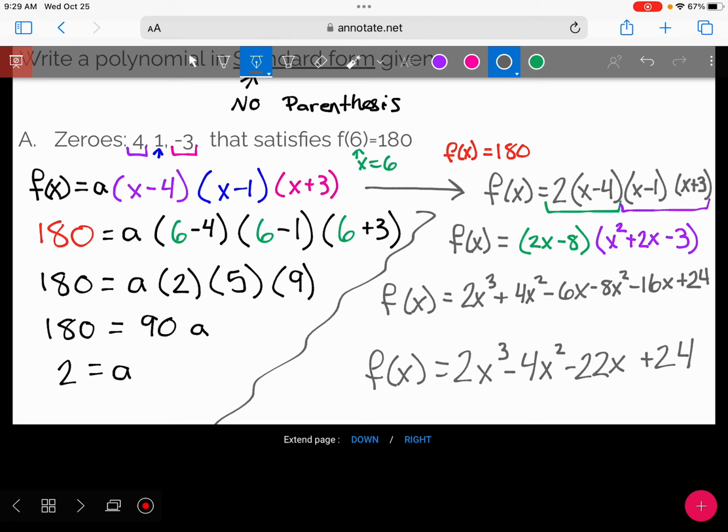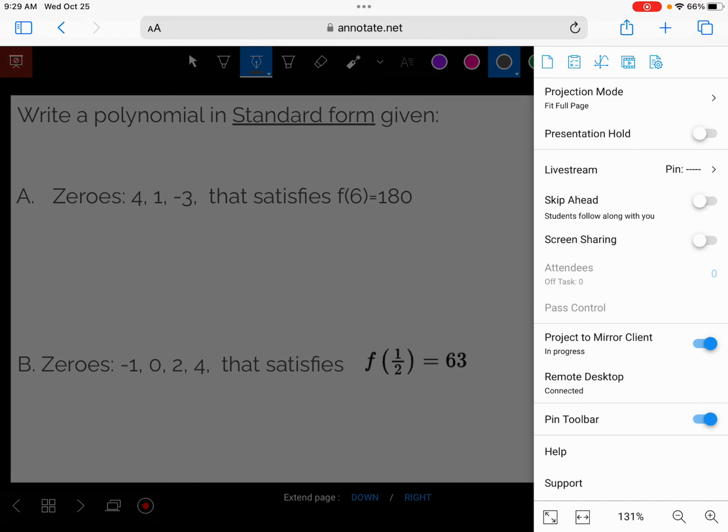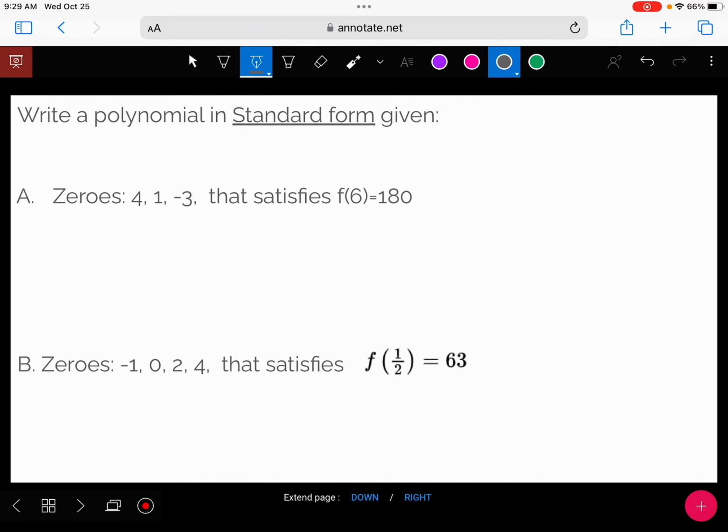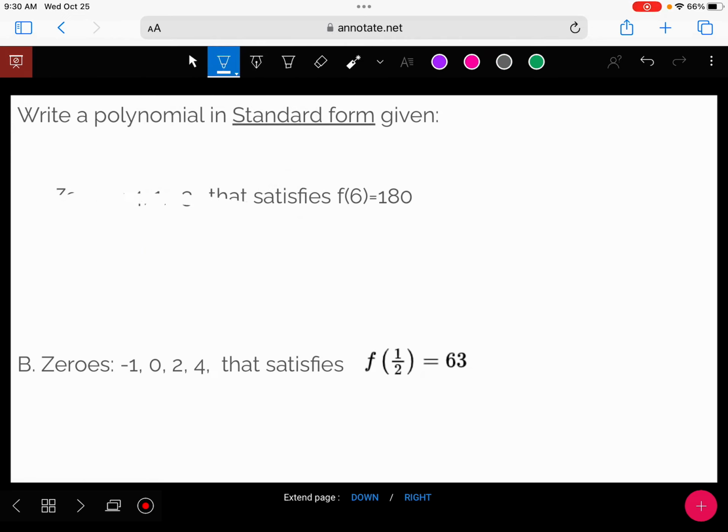Okay. Let's do another one like this. All right. Let's see if I can fix it, because it's the bottom one on here, because we just did the top one.